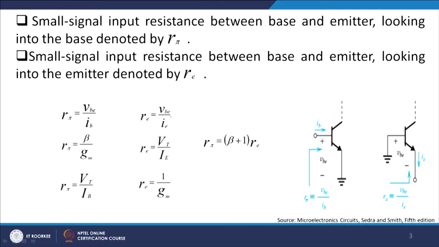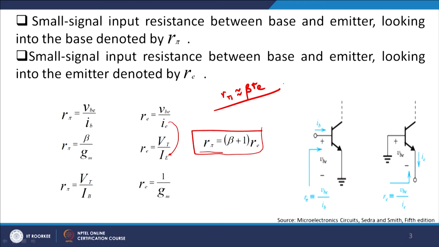Similarly, RE can be written as VT by IE, where IE is the emitter current and VT is the thermal equivalent voltage, about 26 millivolt at 300 kelvin. Therefore, I can write down that R pi could be written as beta plus 1 times RE, right, and you can do it yourself to find out this value. That means R pi is approximately beta times larger as compared to RE, right.